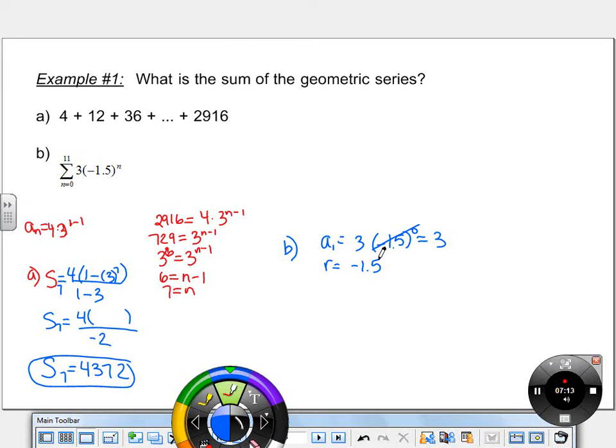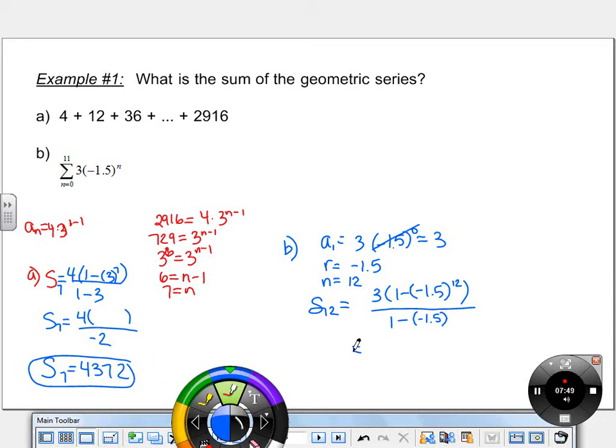And the amount of terms we're adding up is actually 12. And the reason that is because the 0th term counts. So you can count 0 as the first term all the way up to 11 and you'll get 12. Or you can do 11 minus 0 is 11 and add 1 back and you'll get 12. So the sum of the first 12 terms is going to be the first term times 1 minus the ratio to the 12th power over 1 minus the ratio.